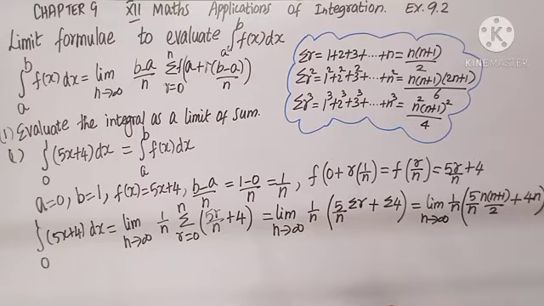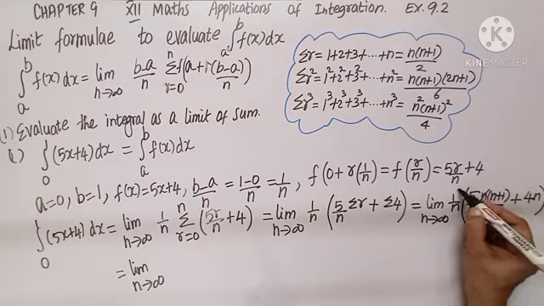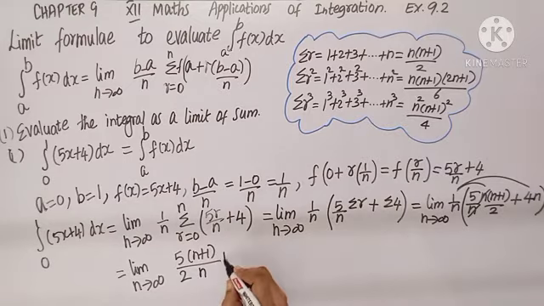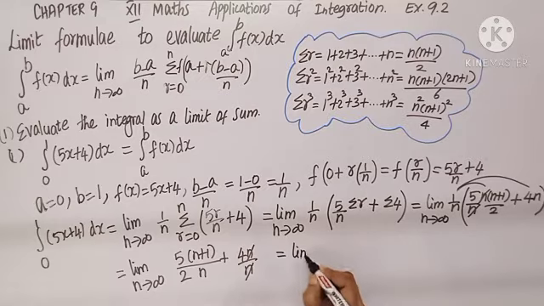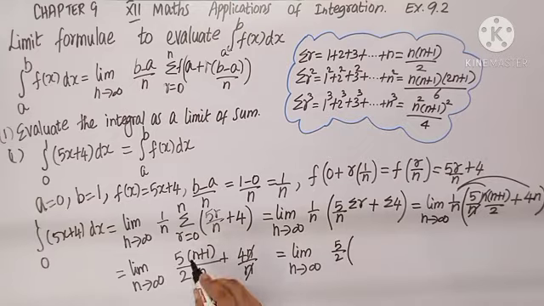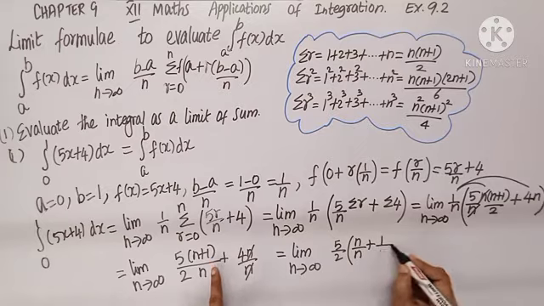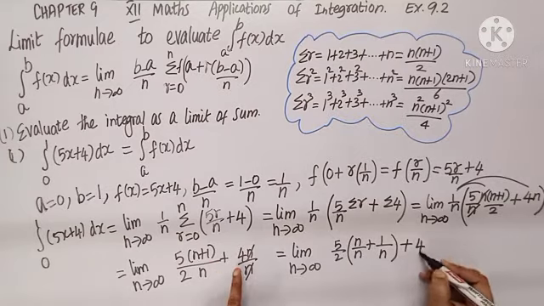Check what all I can cancel. One n gets cancelled. Now I am left with limit n tends to infinity. Keep this n in, so I multiply with both the terms: 5 into n plus 1 by 2 into n, plus 4n by n. Again n cancels. I am left with limit n tends to infinity, 5 by 2 into, split and write first term by denominator plus second term by denominator, plus 4.